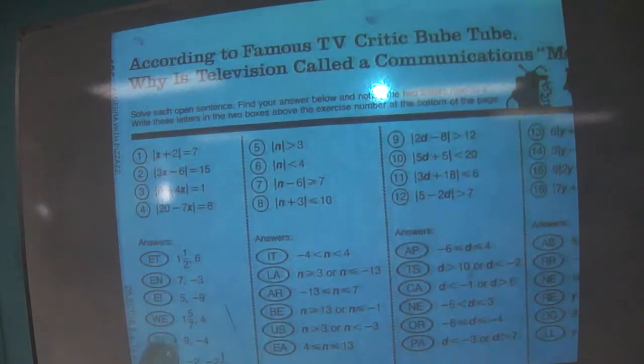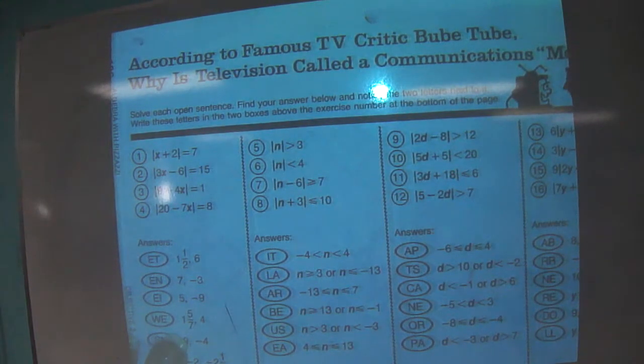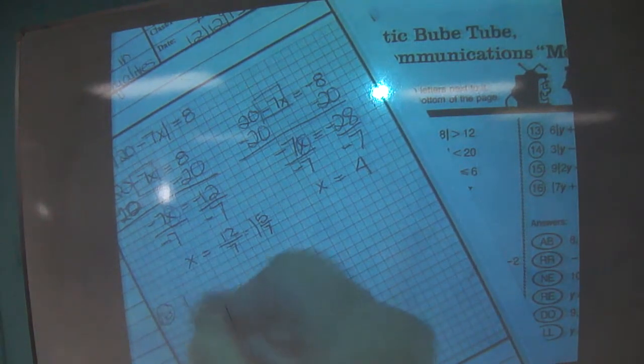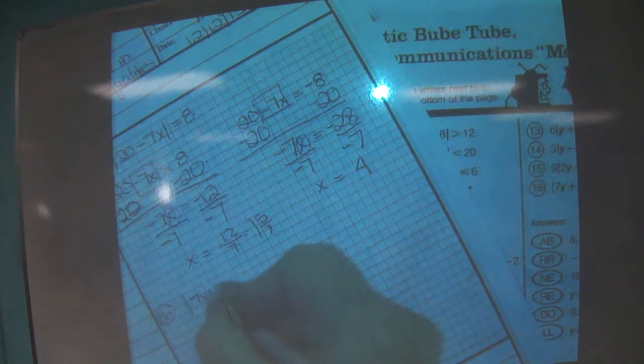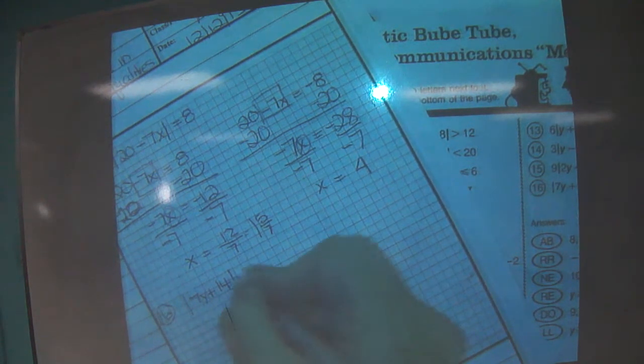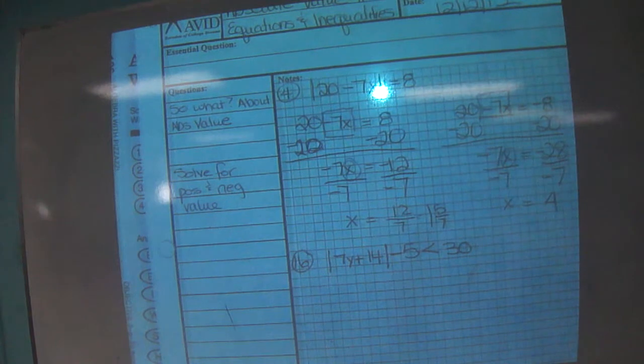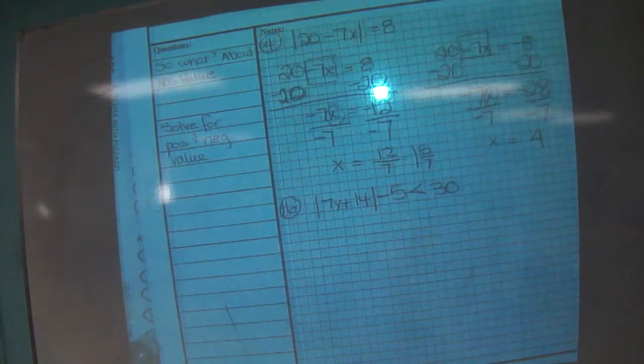Okay? So what happens with an inequality? Let's do one like number 16, which looks really weird because it's got a couple of different things going on. The absolute value of 7y plus 14, minus 5, is less than 30. Everybody with me so far?